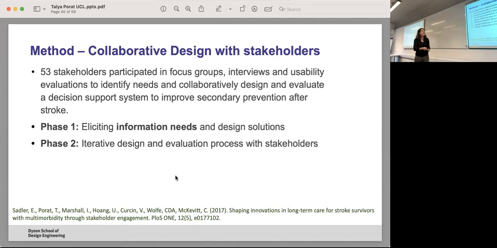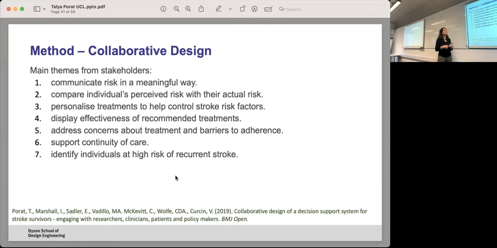So I'm jumping a bit, but the main theme they said they wanted was for us to communicate the risk in a meaningful way. Because what happens now is they come and say, oh, you had a stroke, you have a high risk to have another stroke. What is a high risk? What do you want me to do, right? I mean, what does it mean? High risk, but I eat well, I do exercise, it can't be that high, right? It should have been reduced by now. So can you tell me what's my specific personal risk?